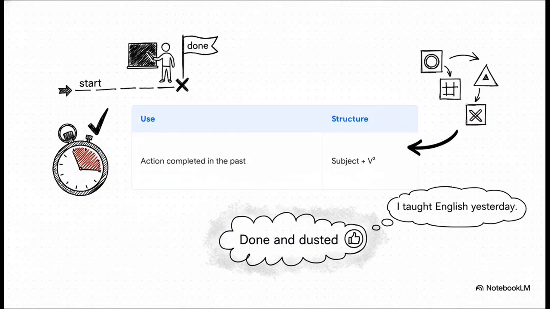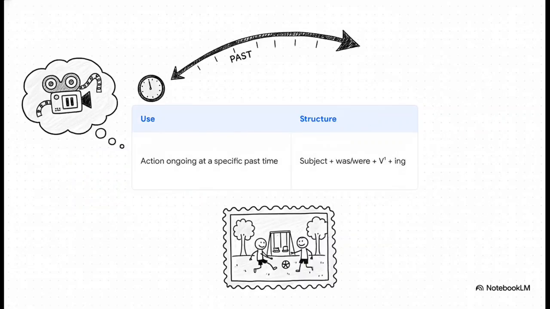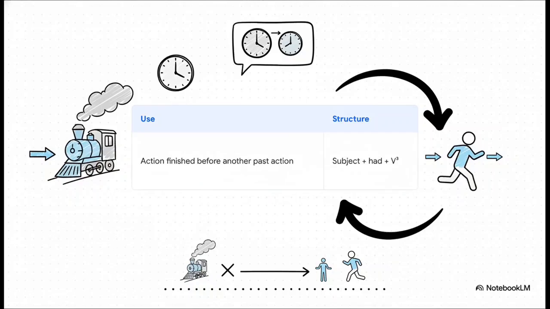Done and dusted. But what if you want to paint a picture of something that was in progress in the past? That's when you use the past continuous. It's almost like hitting the pause button on a memory. When you say, they were playing, you're not just saying what they did, you're describing the scene as it was happening. Okay, here comes a really powerful one, the past perfect. This is how you show the order of 2 things that both happened in the past.